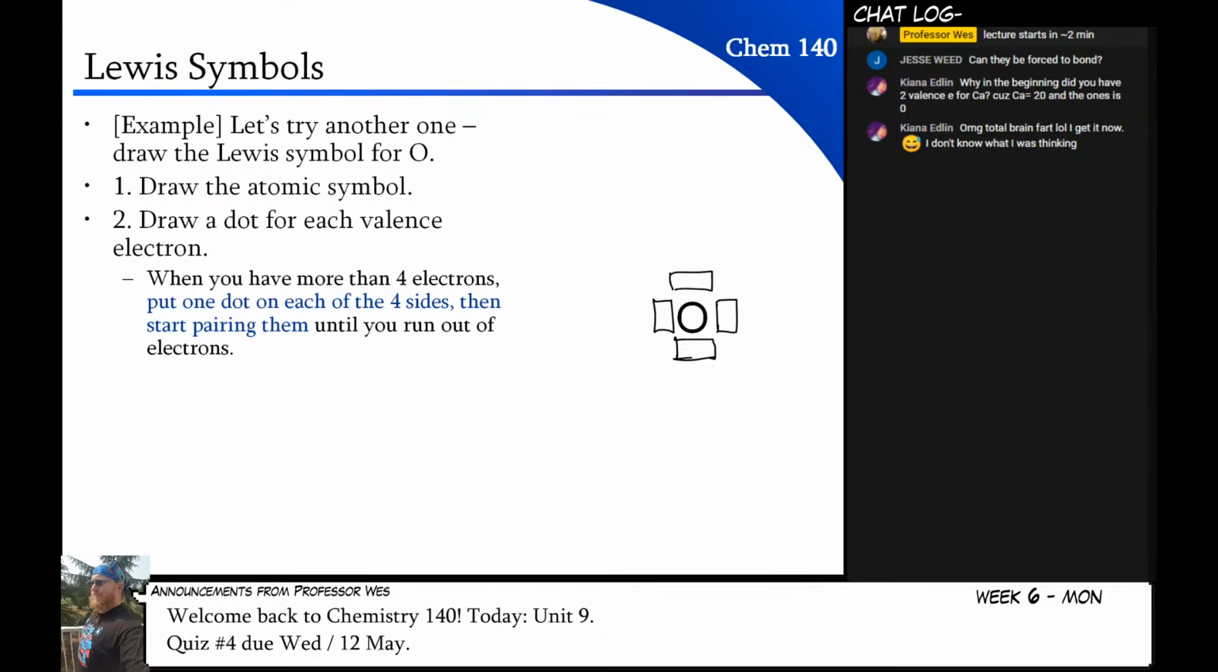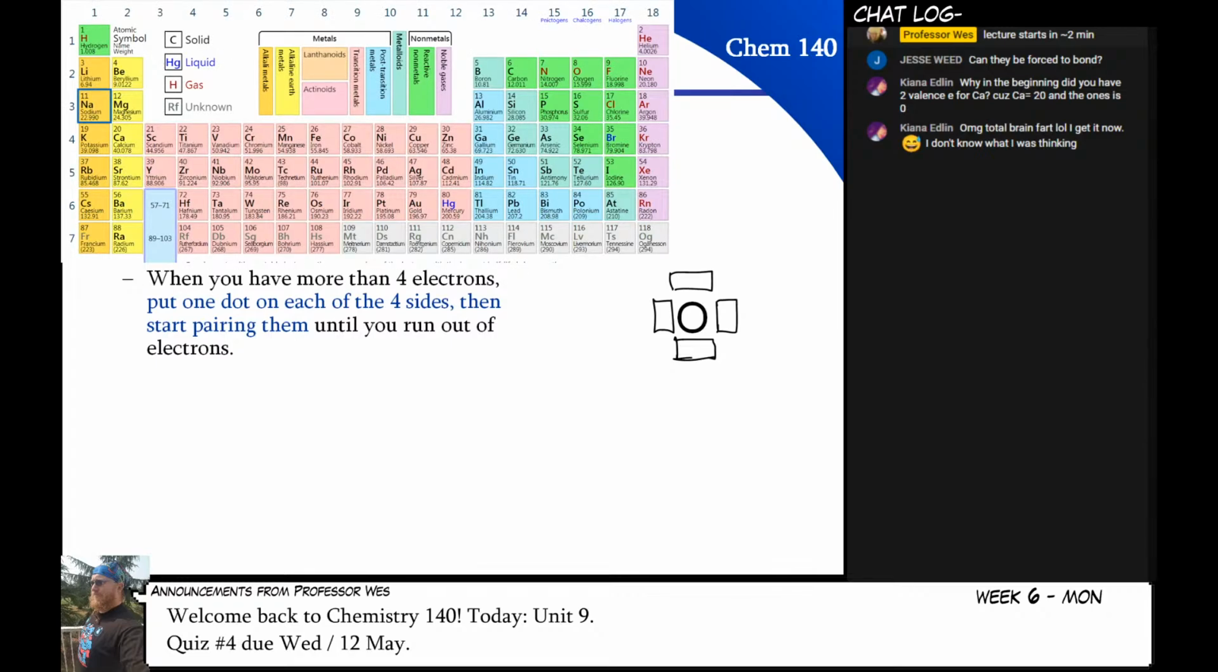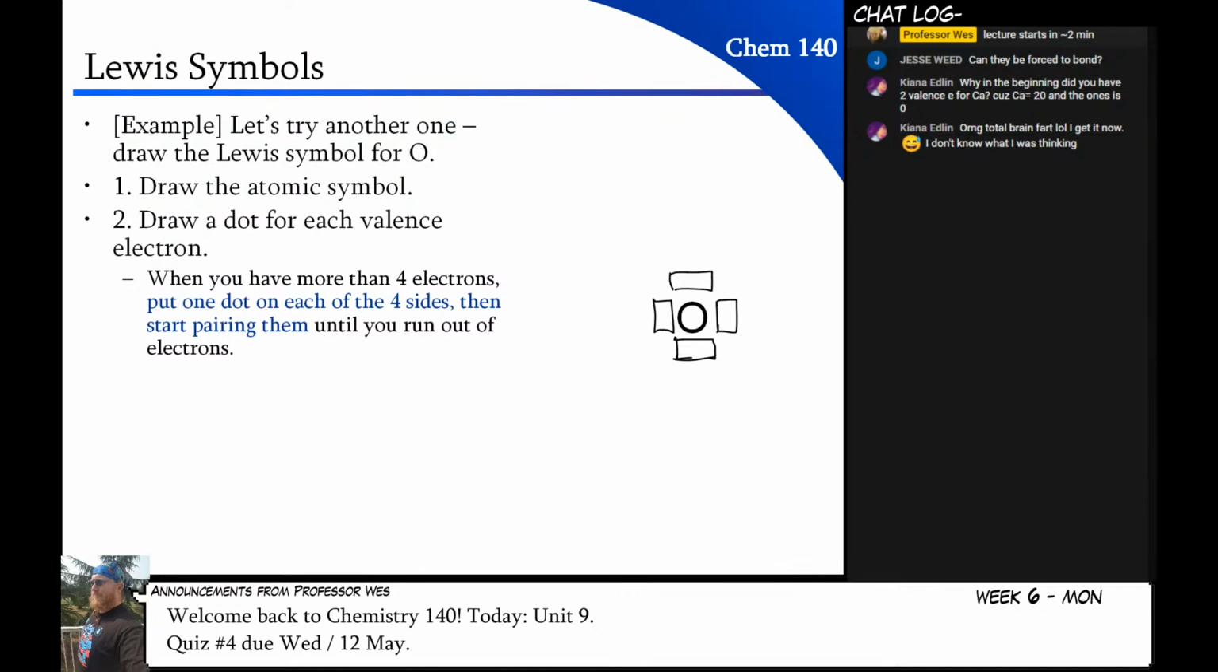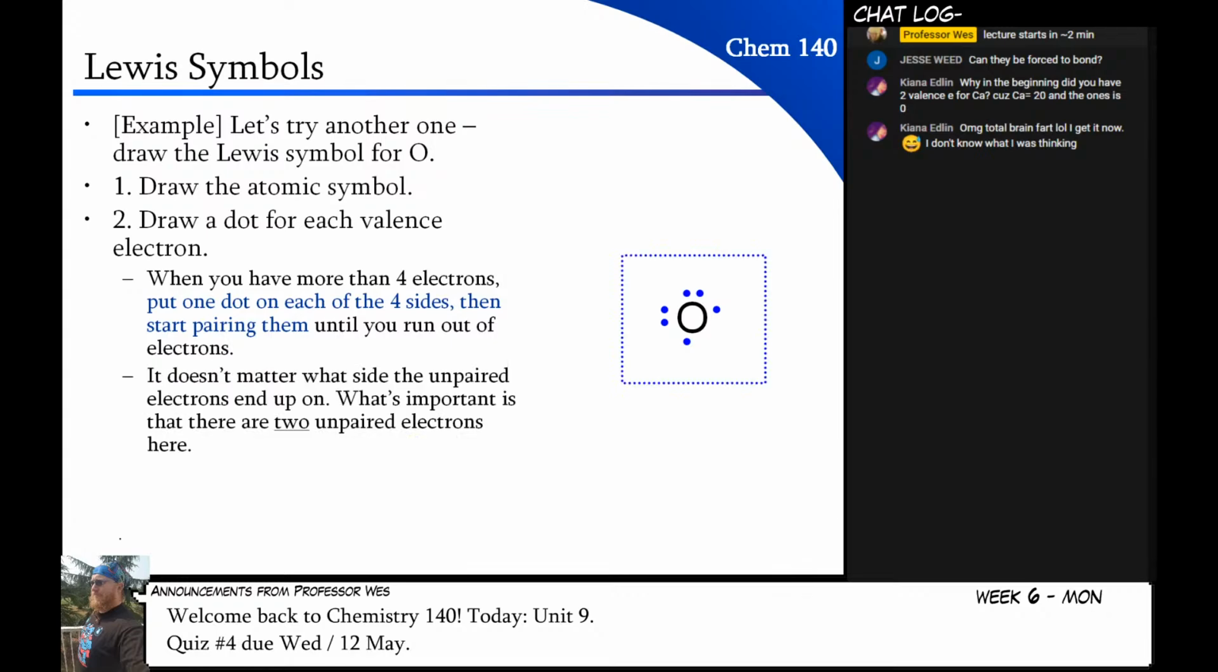So for instance, I have 6 valence electrons, because oxygen, as you can see on the periodic table here, is in group 16. So it has 6 valence electrons. So I need to put 6 dots down around my oxygen. So here we go. Oh, I missed. Oh, well, that's okay. I guess the boxes are a little bit off. So now I've got one dot on each side, so I'll start pairing them. There you go. And that's the answer.